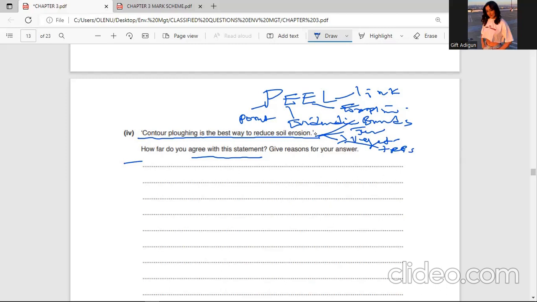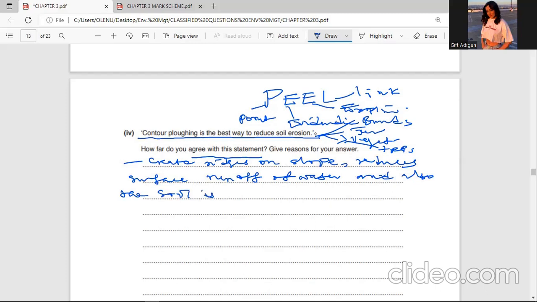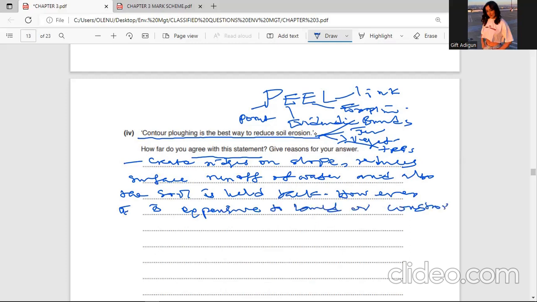First, you create ridges on slopes. Remember, terracing is the building of steps on slopes. This reduces surface runoff of water, so the soil is held back and cannot move. However, it is expensive to build or construct, and it can also cause leaching. If you hold the water back, then nutrients can leach down into the soil.